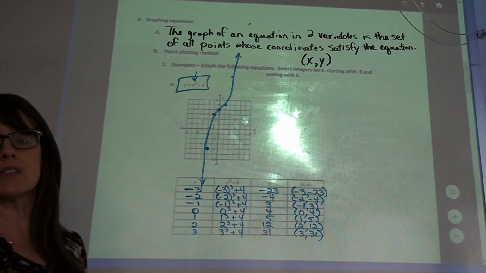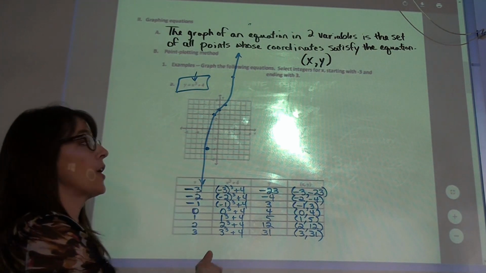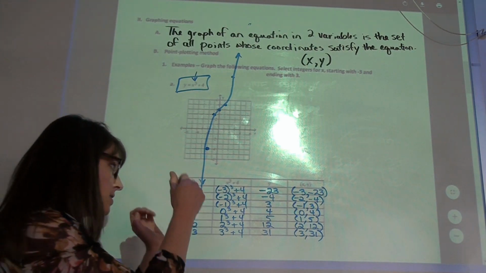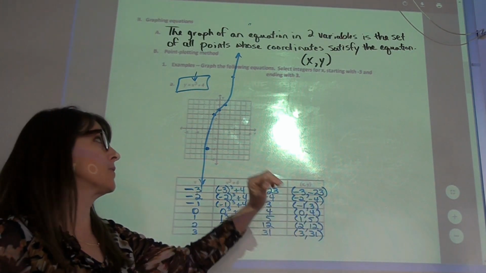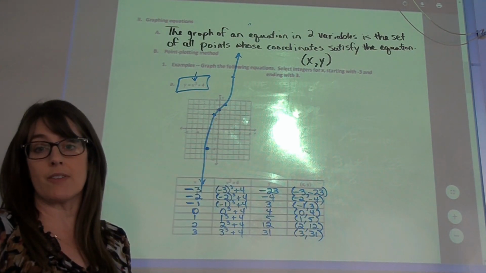All point plotting does is it says, pick some values for x, put them into that function, see what spits out, create ordered pairs, put the ordered pairs on the graph and connect them.